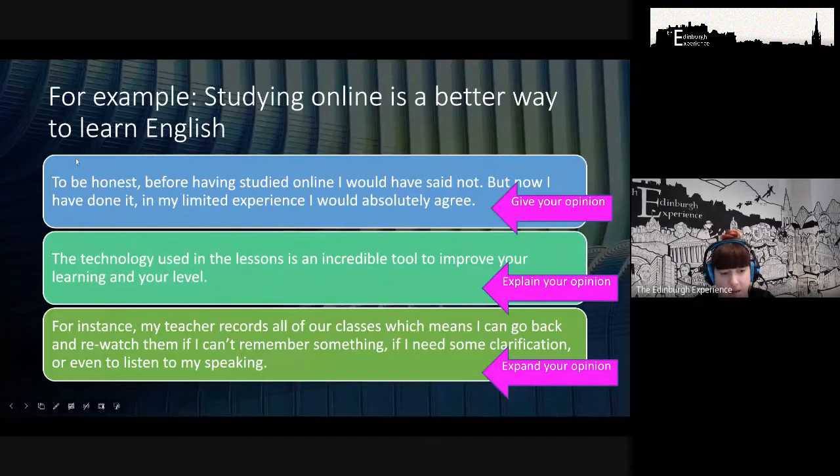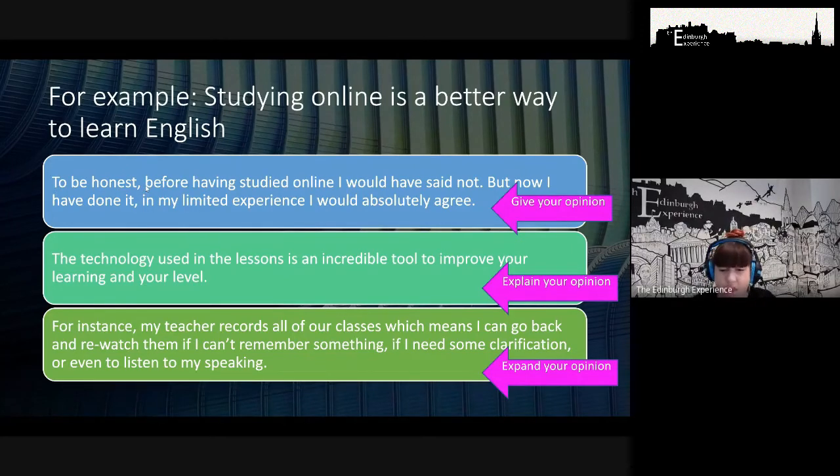Yep, here's an example answer that I've put. Studying online is a better way to learn English. So the first step I'm going to do is give my opinion, and I will always open with my functional language, right?